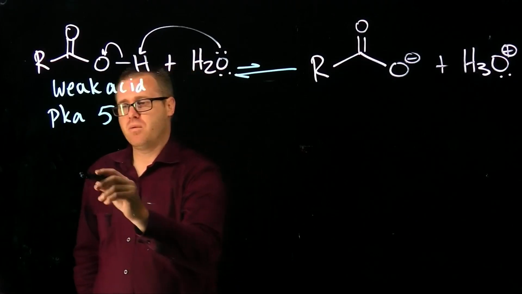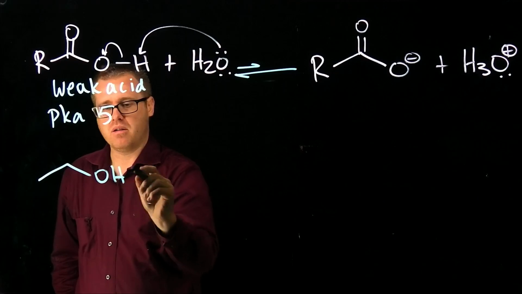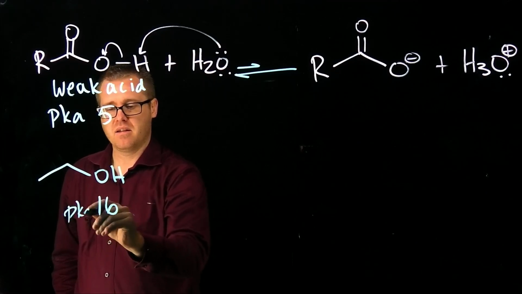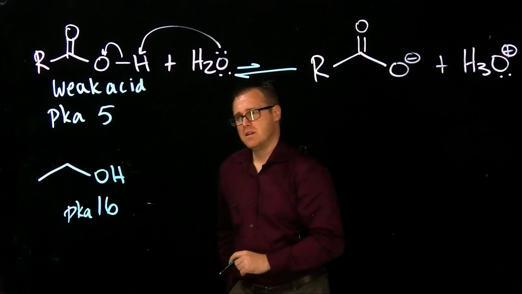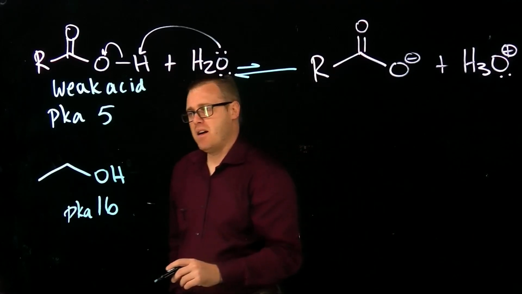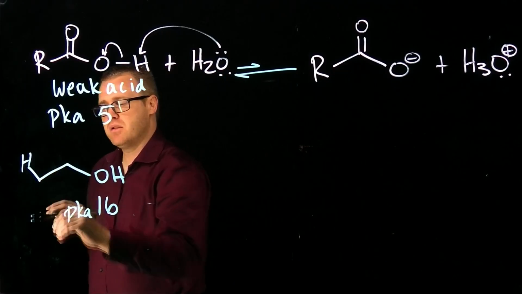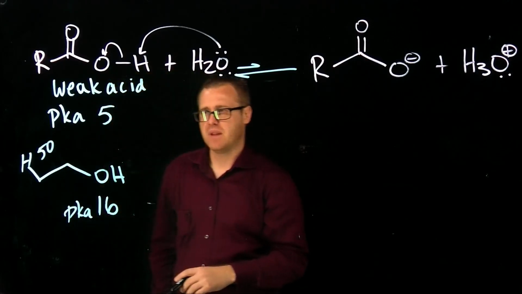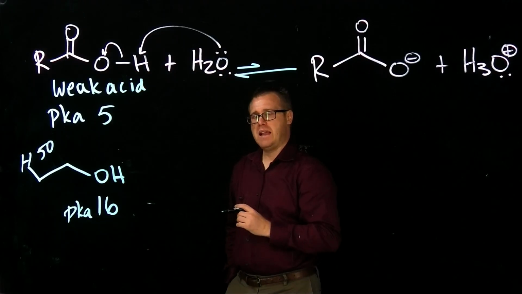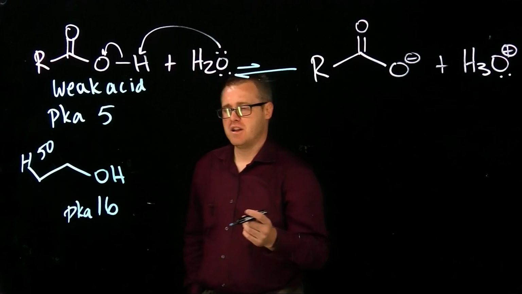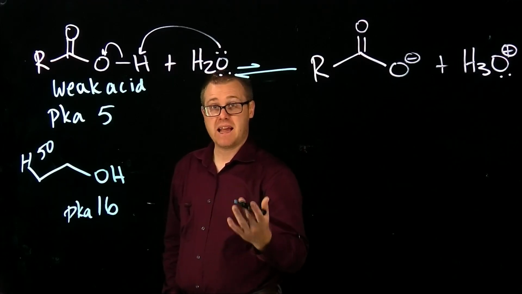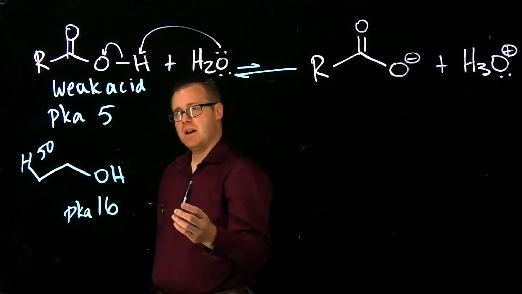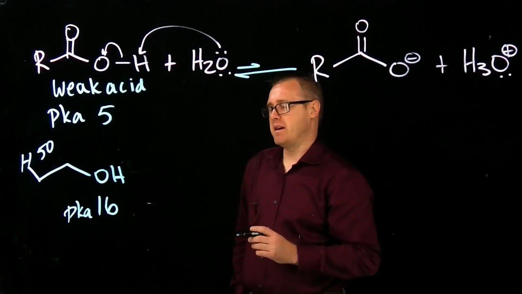Another good number to have in your head, what is the pKa of an alcohol? It has a pKa of about 15 or 16. What's the pKa of a hydrogen attached to an alkane? That has a pKa of about 50. So go back to your pKa tables from Orgo 1 and just refresh on the main functional groups, alkanes, alkenes, alkynes, amines, and now we're talking about carboxylic acids.